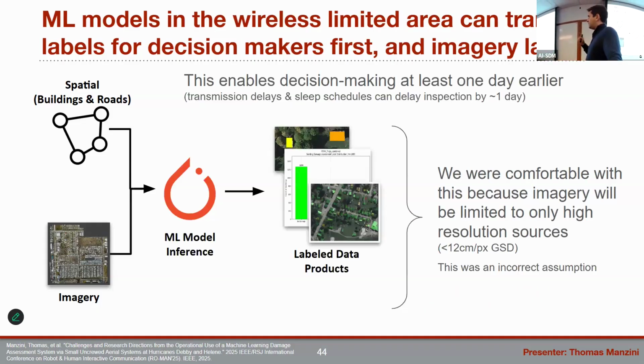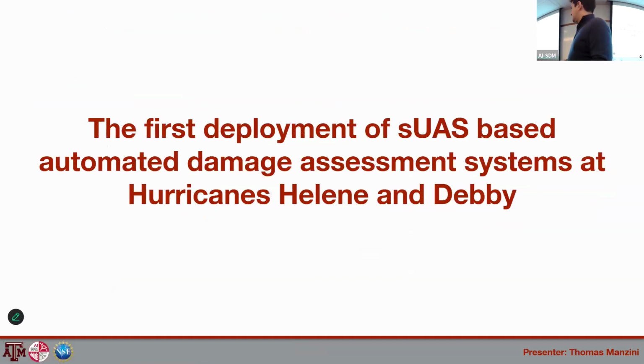So we take this process, and again, we were comfortable with this because we thought we would be deploying these models only on high resolution imagery. We were thinking less than 12 centimeters per pixel, keeping us pretty squarely in the drone imagery category. It turns out that wasn't the case, but we'll talk about why that happened.